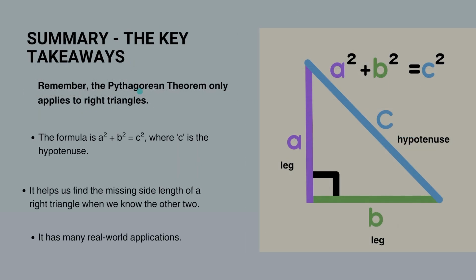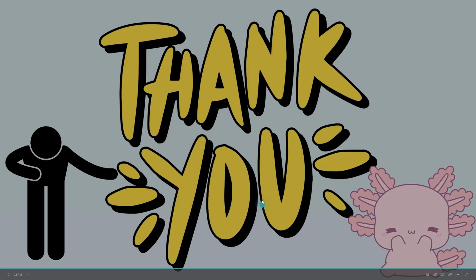Here are some key takeaways. The Pythagorean theorem only applies to right triangles. The formula is a squared plus b squared equals c squared, where c is the hypotenuse. It helps us find the missing length of a right triangle when we know the other two. And it has many real world applications.